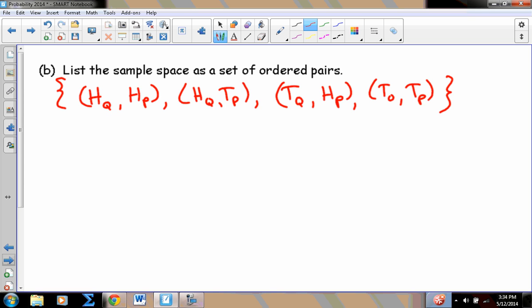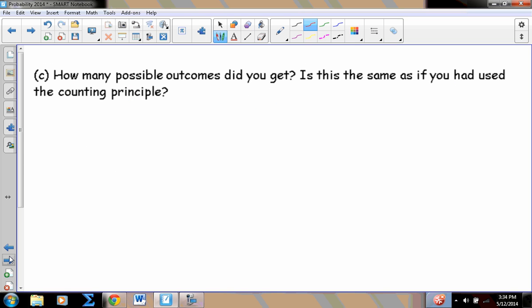And it should make sense because the quarter could come up 2 different ways, heads or tails, and the penny could come up 2 different ways, heads or tails. So I should have 4 possible outcomes. So that's nice. I can check to see if my answers are making sense.